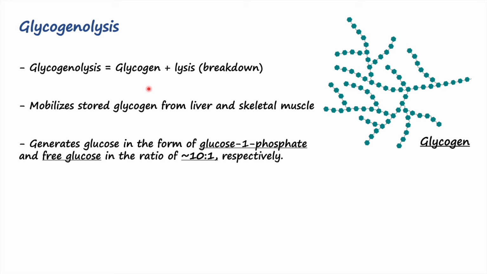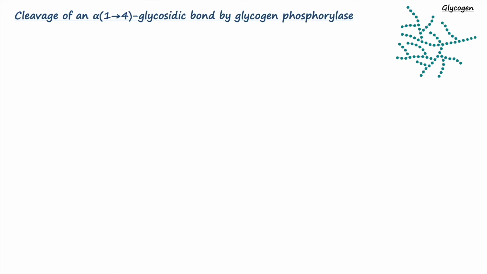Now, glycogenolysis generates glucose in the form of glucose 1-phosphate and free glucose, which are produced in the ratio of 10:1. Basically, what it means is that for every 10 glucose 1-phosphate molecules, one free glucose is released during the process of glycogenolysis. So one very important step in glycogenolysis is the cleavage of an alpha 1,4 glycosidic bond.